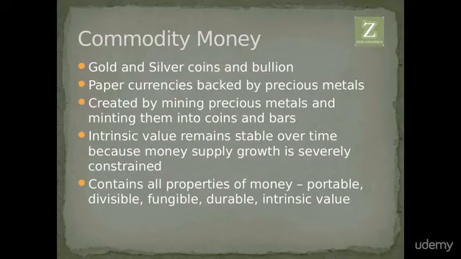Easy. Precious metals are mined from the earth, and then they are minted into coins and bars for monetary use. The mining process is extremely time-consuming and it's very capital-intensive. Thus, the supply of commodity money grows at a very slow pace. This has the effect of stabilizing the value of commodity money because of its relative scarcity. So as you can see, the law of supply and demand applies to money just as it applies to goods and services. So commodity money contains all of the properties of money we discussed in the previous lecture.